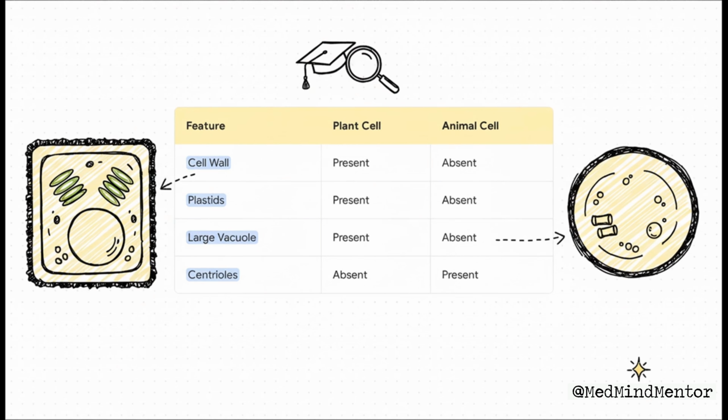A plant cell has a tough, rigid cell wall made of cellulose for support, which animal cells just don't have. Plants have plastids, like chloroplasts for making food. They also usually have a huge central vacuole to maintain pressure. Now, on the flip side, an animal cell has centrioles, which are key for cell division, and they almost always have lysosomes for breaking down waste. Make sure you know these 5 differences like the back of your hand.